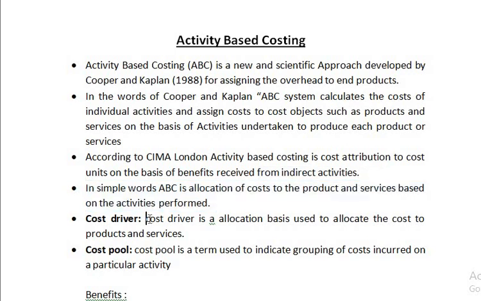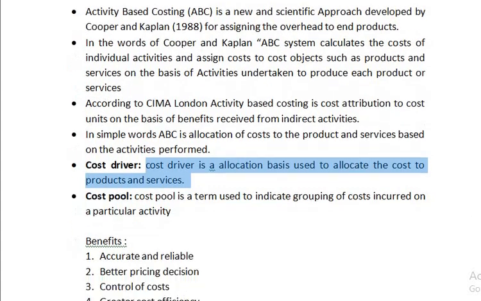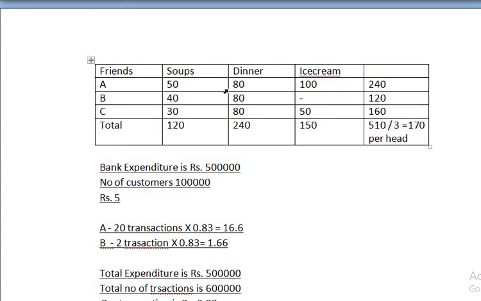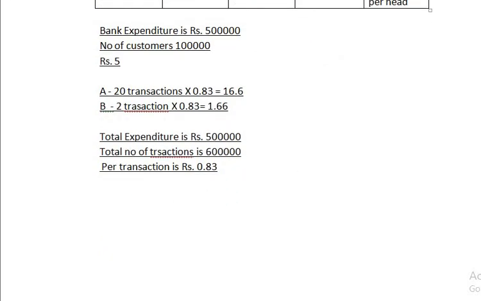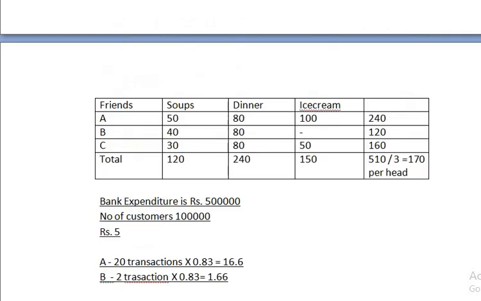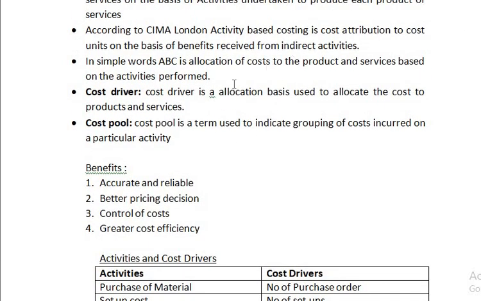Know the cost driver. A cost driver is an allocation basis used to allocate the cost to products and services. In the first example, the basis for allocating the cost is the activities: soup, dinner and ice cream. In the second example, the basis for allocating the cost is the total number of transactions. On the basis of transactions, they allocated the cost. So the cost driver is the allocation basis to allocate the cost to products and services.